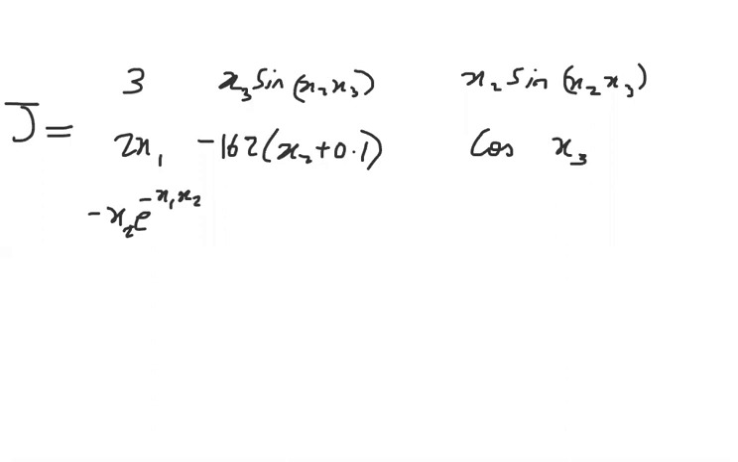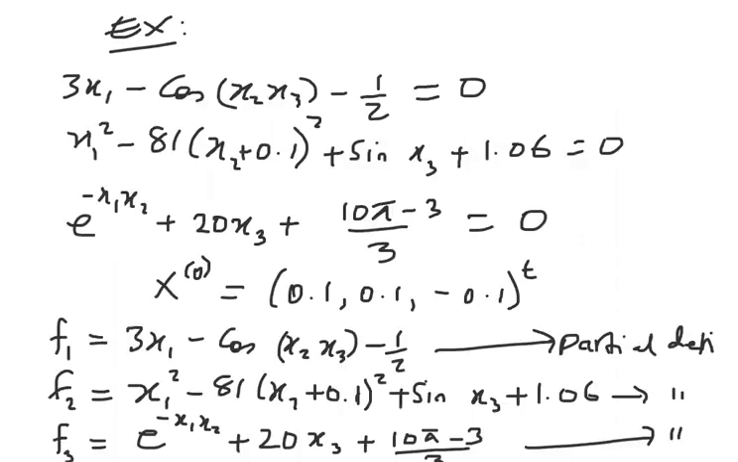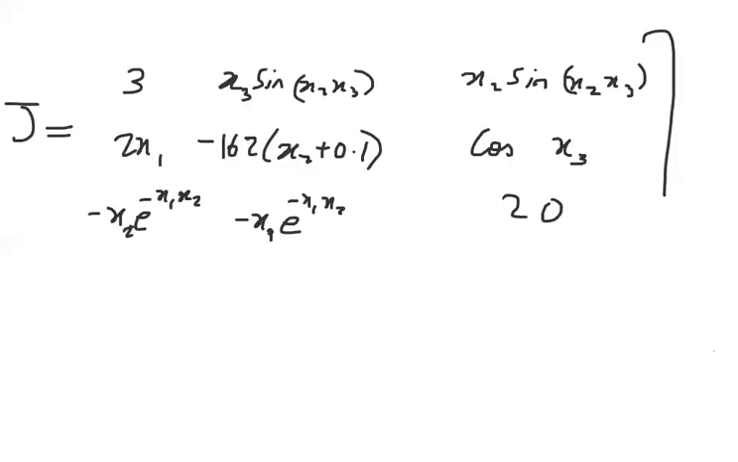Then here I'm going to have minus x1, then e to power minus x1 x2. And then let me differentiate it with respect to x3. So I will just be differentiating that expression. So it will just give me 20. So I'm going to have a 20 here. So this is the Jacobian matrix.